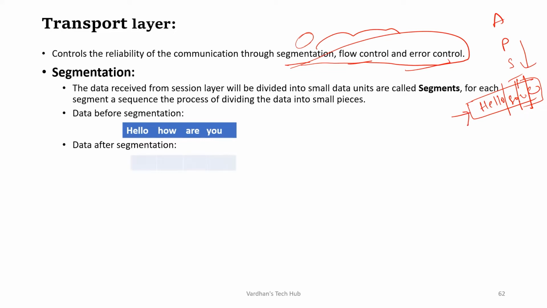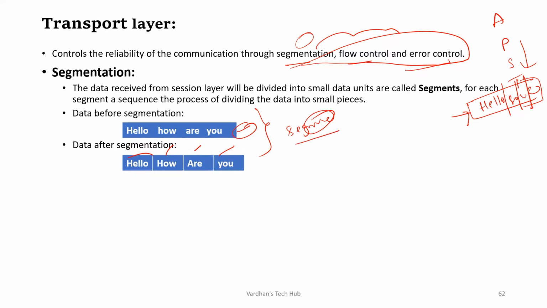Okay, so here if you can see, the data before segmentation is "hello, how are you?" Suppose this message is being sent. Then what happens in segmentation? It is dividing the message into multiple messages. This process is called segmentation. The process of dividing one message into multiple smaller messages is called segmentation.